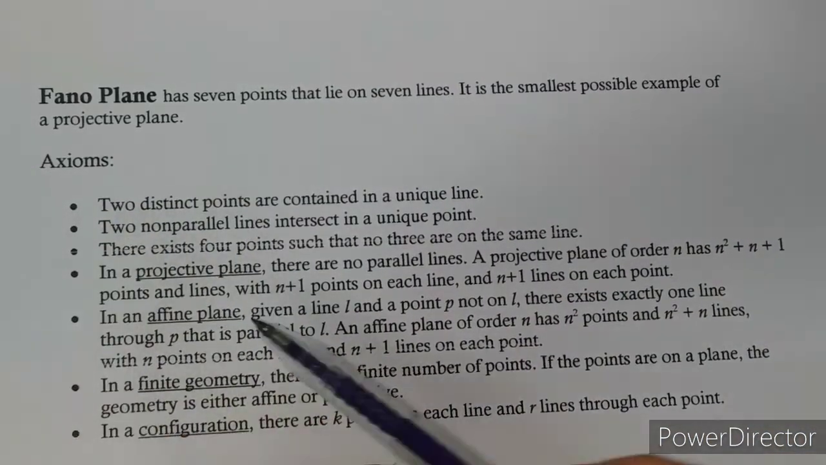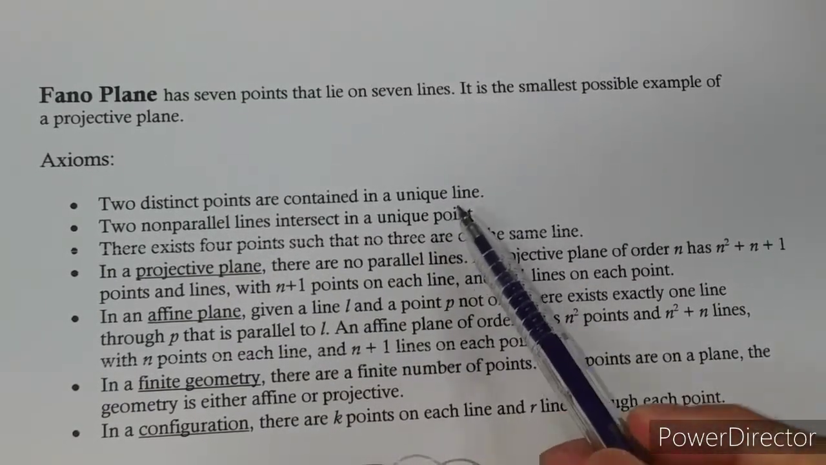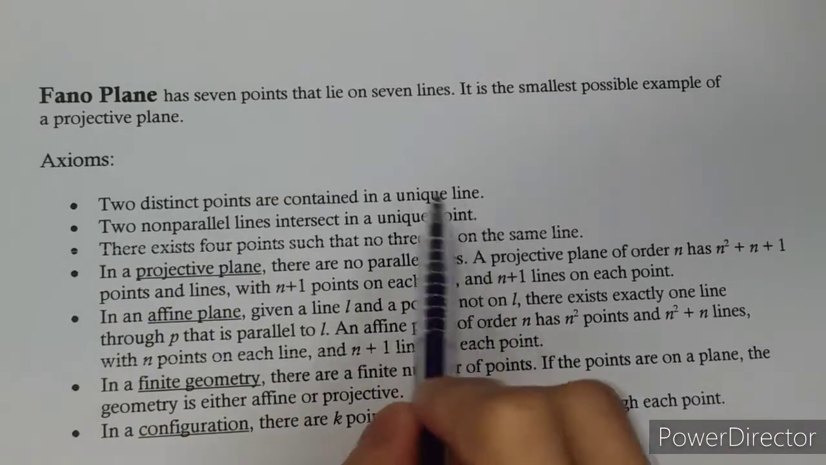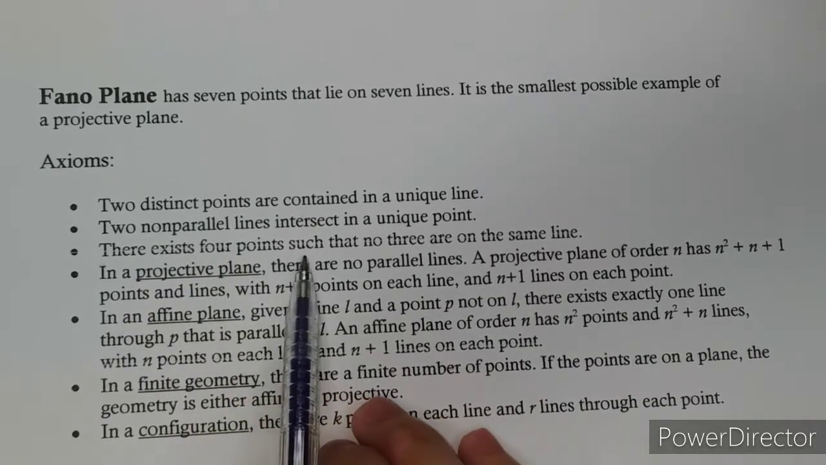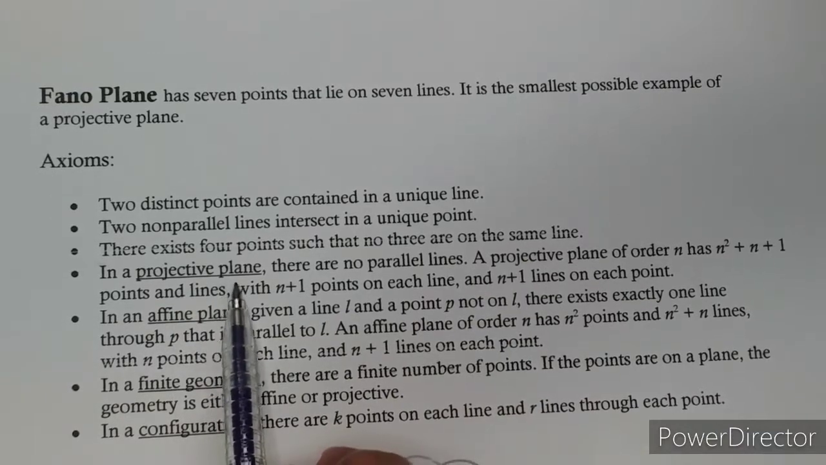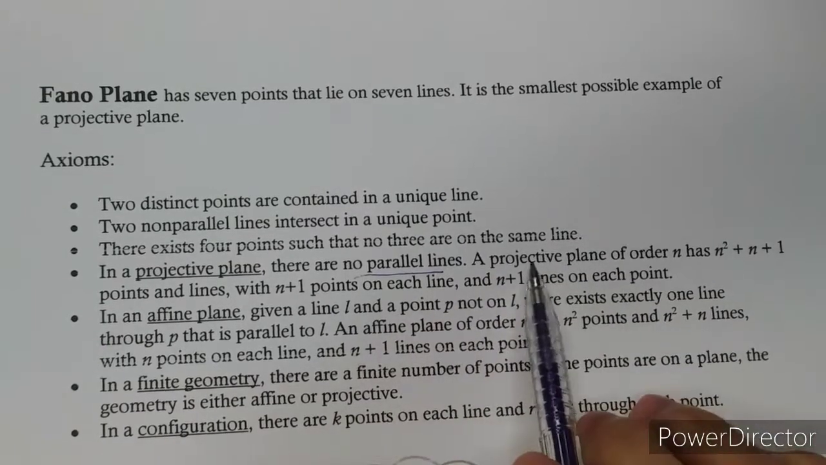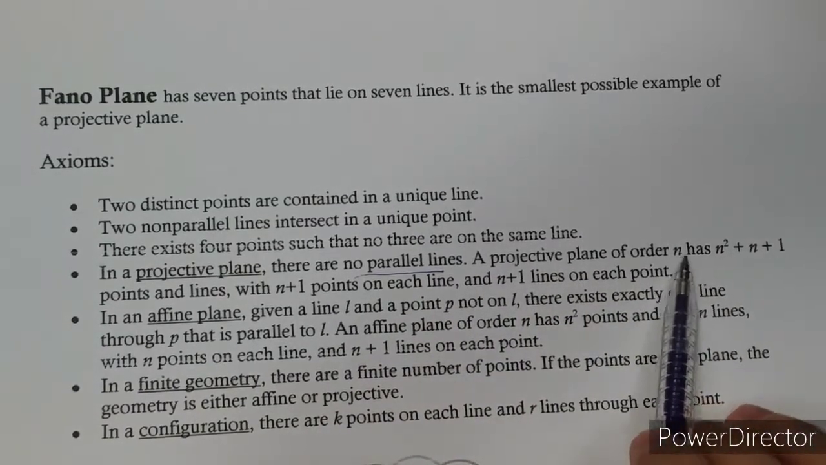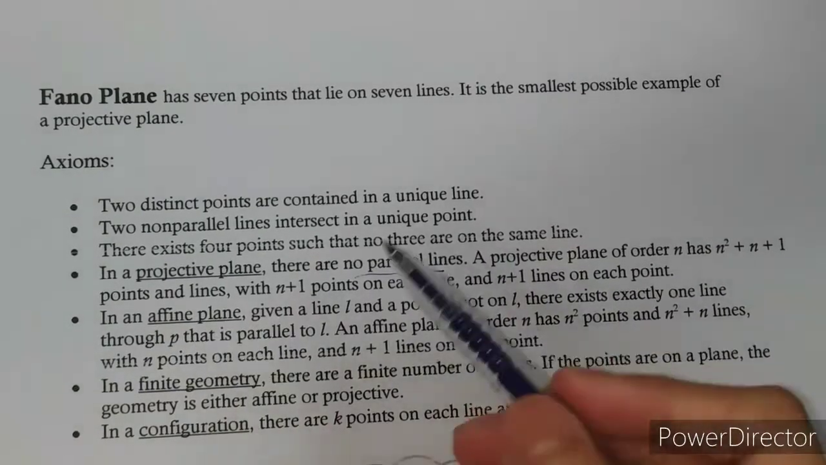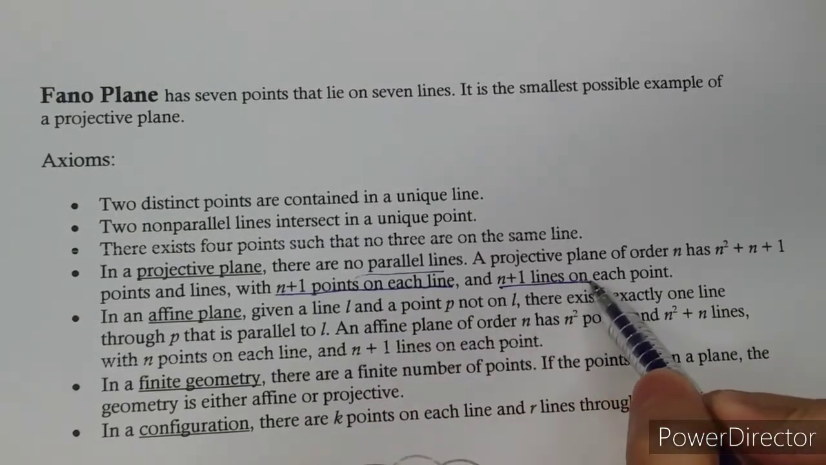The axioms are: two distinct points are contained in a unique line. Two non-parallel lines intersect in a unique point. There exist 4 points such that no three are on the same line. In a projective plane, there are no parallel lines. A projective plane of order n has n squared plus n plus 1 points and lines, with n plus 1 points on each line and n plus 1 lines on each point.